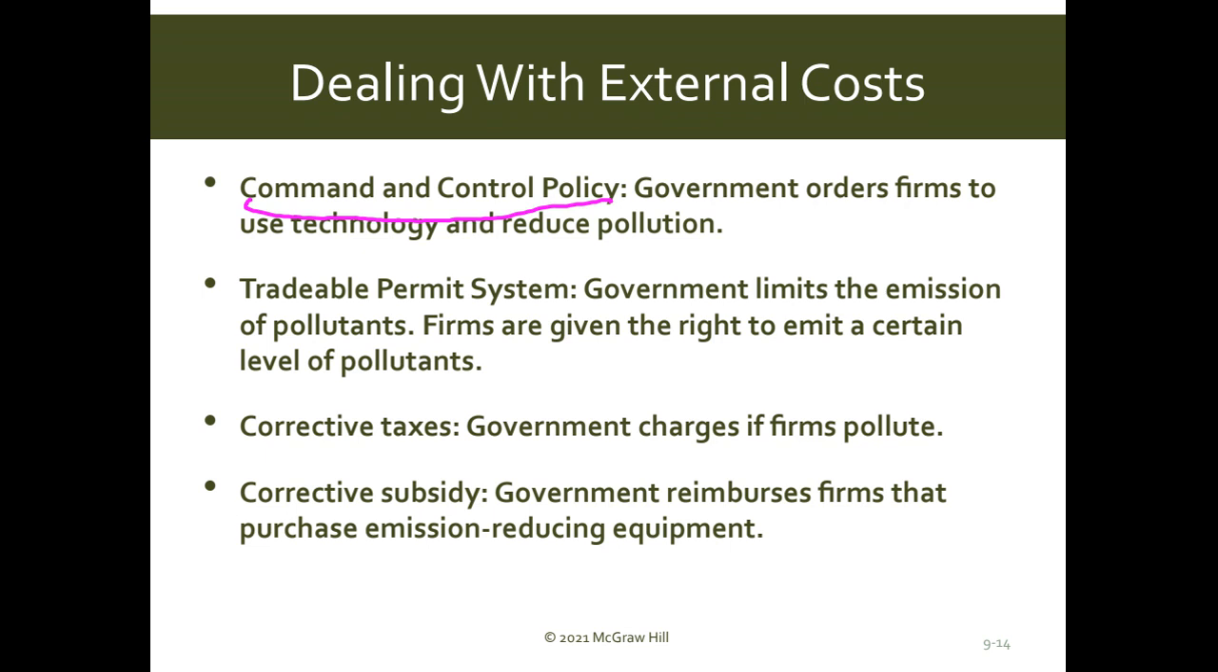purchasing emission reducing equipment. Now, I'm not going to discuss all these three possibilities, but I will discuss these two by using a couple of diagrams, that is corrective taxes and corrective subsidies. I will show you how government will actually integrate these external costs and external benefits.